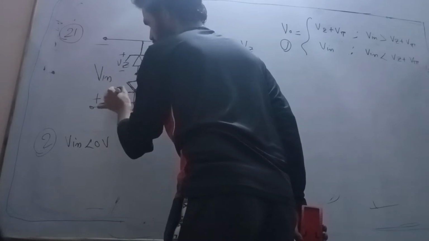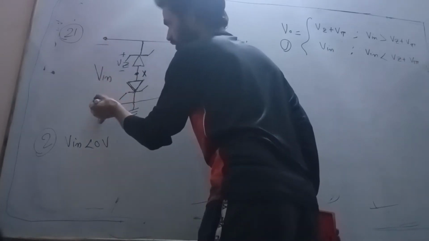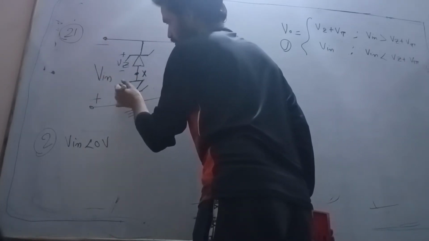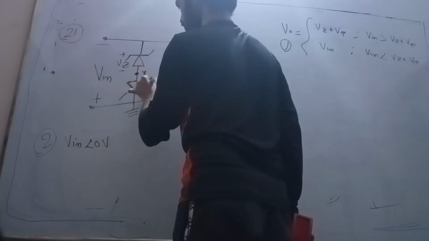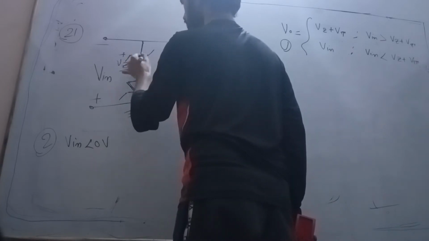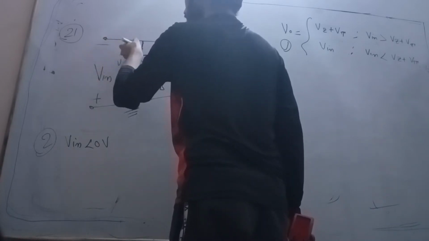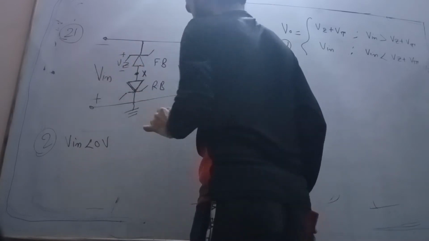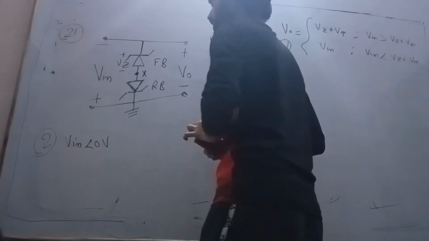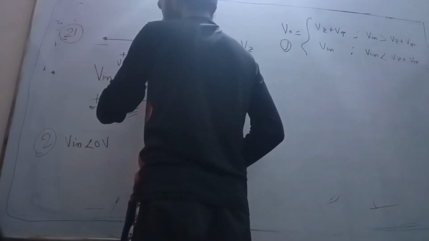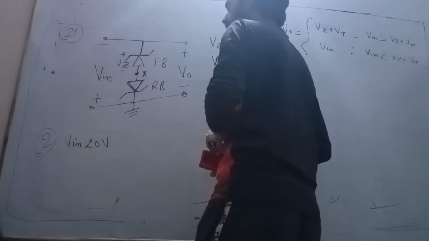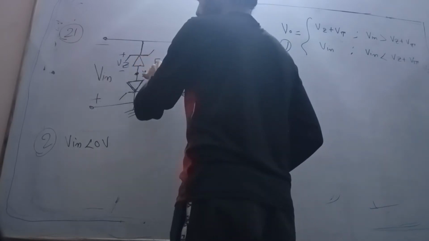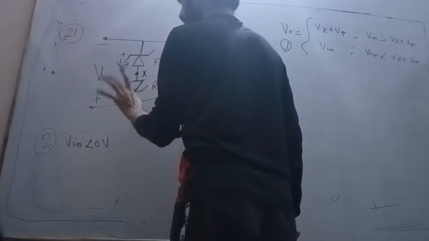From the bottom side, this is positive, this is negative. Opposite sign means it is in reverse bias, so this diode will go in reverse bias. Here, negative with the same sign means it will go in forward bias. It will not be in reverse bias, but the possibility is forward bias. For this one, the possibility is reverse bias.